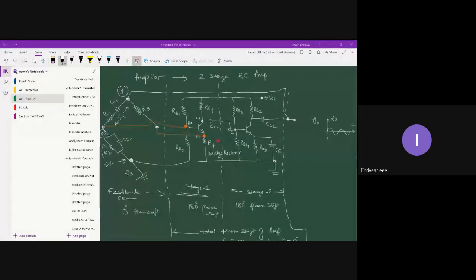All right, I'll stop my class over here. In the next class we can start with radio frequency oscillators.